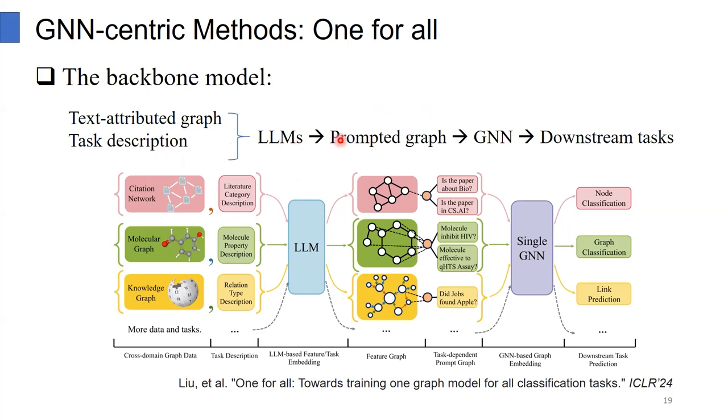The large language model is then used to initialize a prompt graph. A prompt graph is designed for each type of task. For classification, you have a special graph. For link prediction, they have another special graph. But the LLM is used to initialize the node features in this prompt graph. Then the output from the prompt graph is input into the regular GNN, which works on the traditional node classification, graph classification, or link prediction tasks.